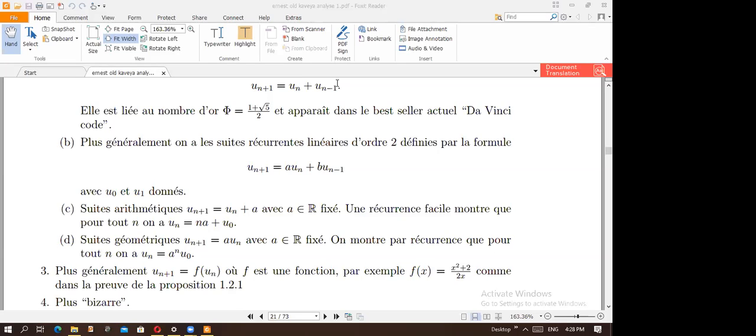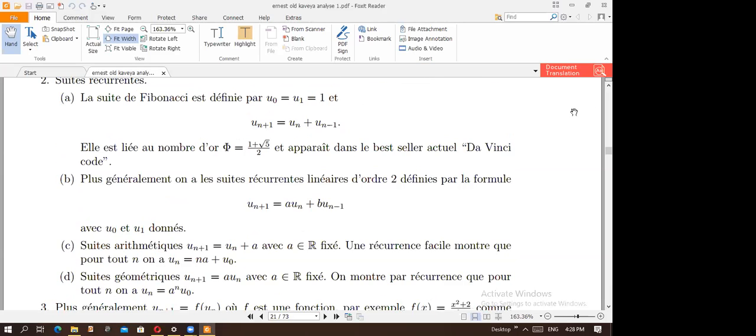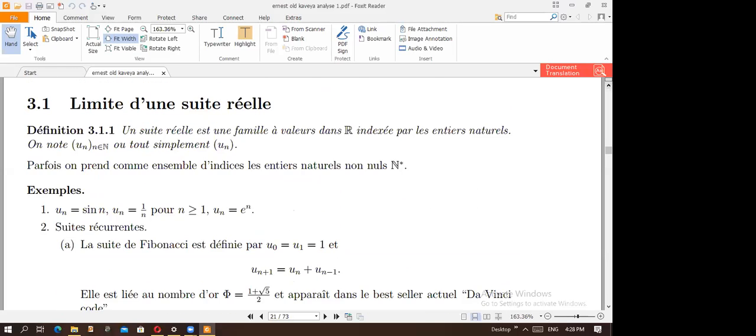So which equation exactly defines the same suite? Defines the same suites, like this one here. Let me go down. The first one that can define a suite is this one here. This here can define a suite. This here can define a suite. This can define a suite.